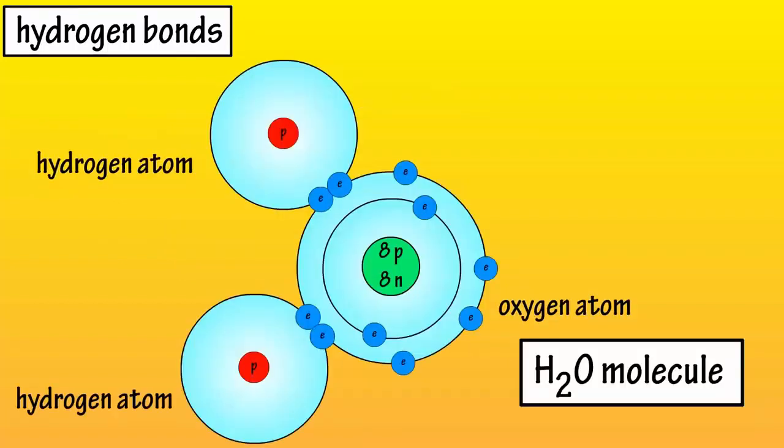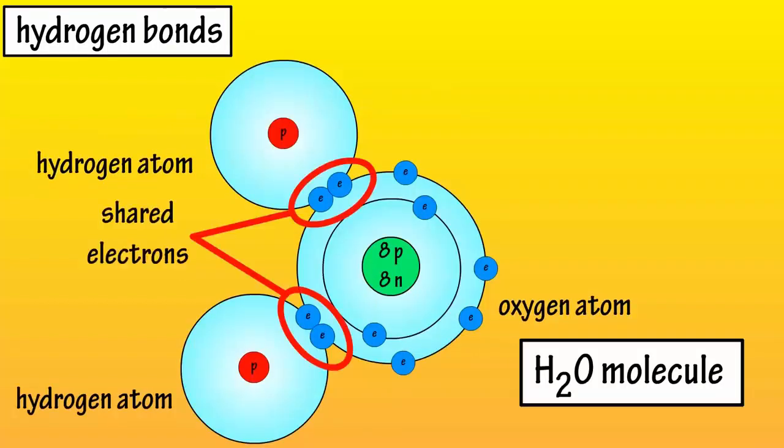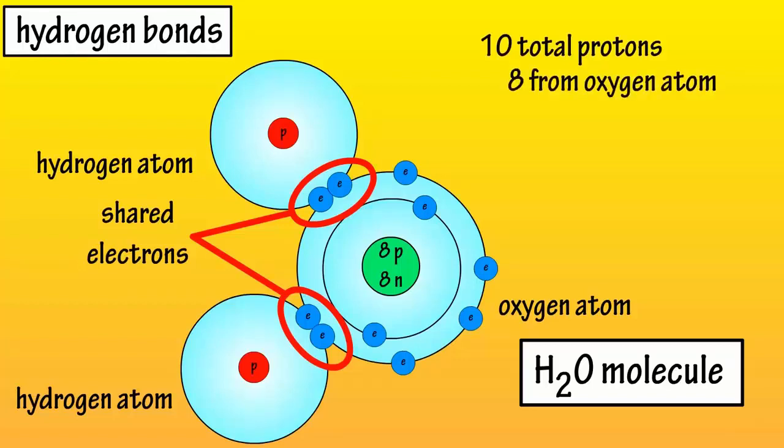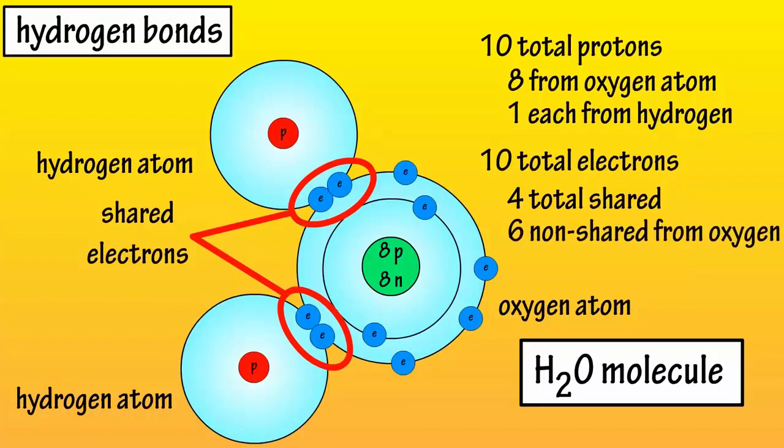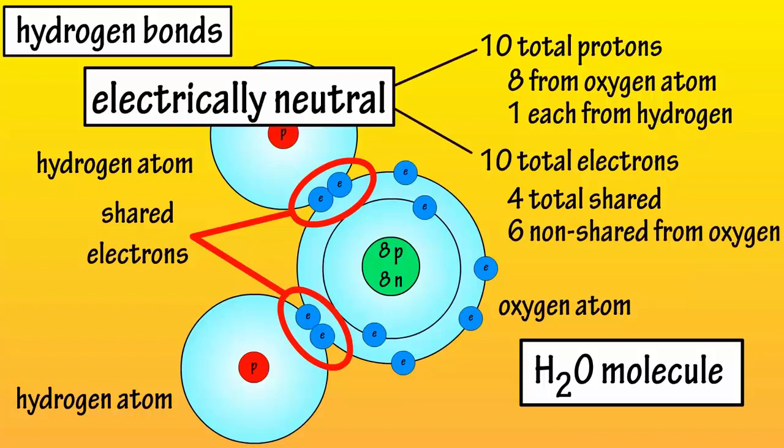If we look at a water molecule, we can see the oxygen atom shares electrons with two different hydrogen atoms. So, in total, this molecule has 10 protons, 8 from oxygen and 1 each from the hydrogen atoms, and a total of 10 electrons, 2 shared between the oxygen atom and hydrogen atom number 1, and 2 shared between the oxygen atom and hydrogen atom number 2, and the other 6 non-shared electrons from the oxygen atom. So, this water molecule is electrically neutral.